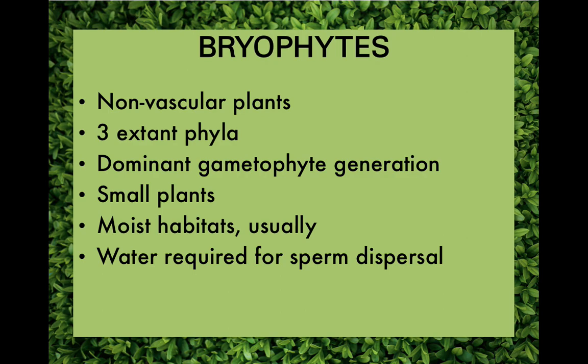They don't have vascular tissue to conduct water, which makes it very difficult for them to get to be very large. And they require water for sperm dispersal. So this means they often live in moist habitats. You can find them in places where there is a lot of moisture, but some of them are very well adapted for drying out and living in a relatively dormant state for a long period of time until such a point that water becomes available.